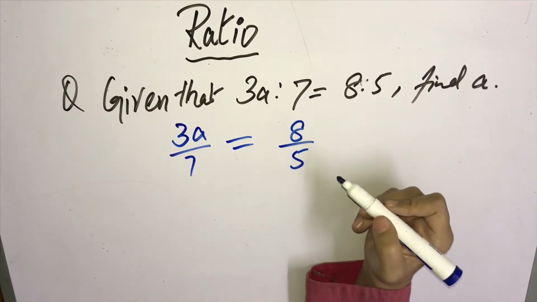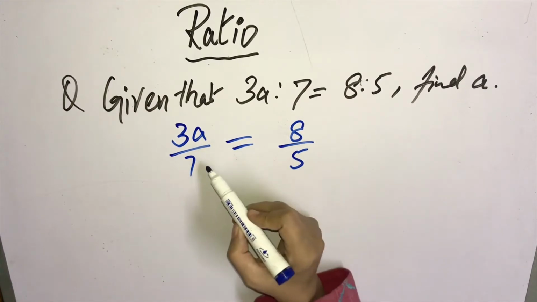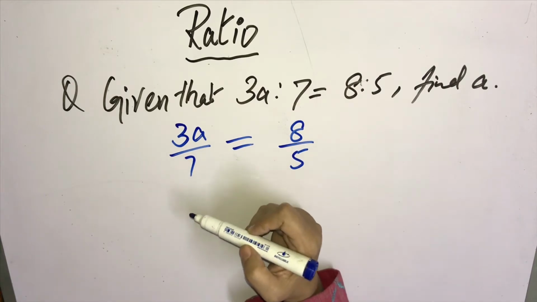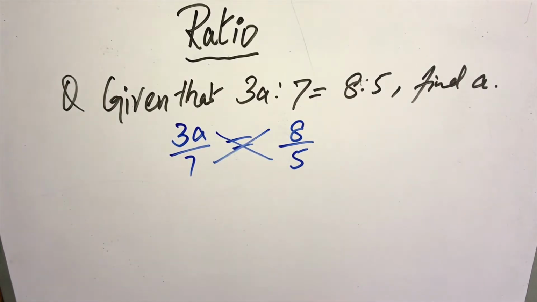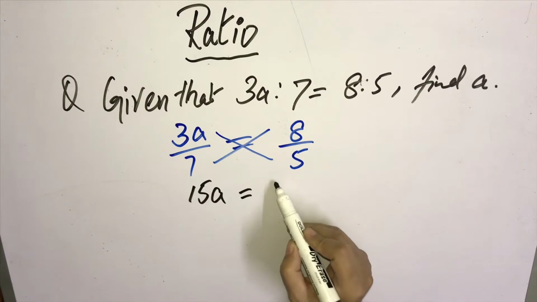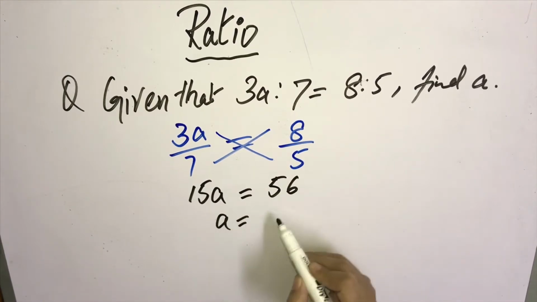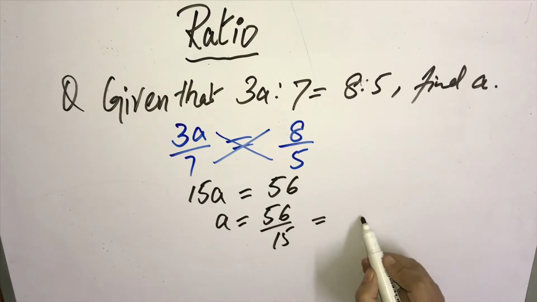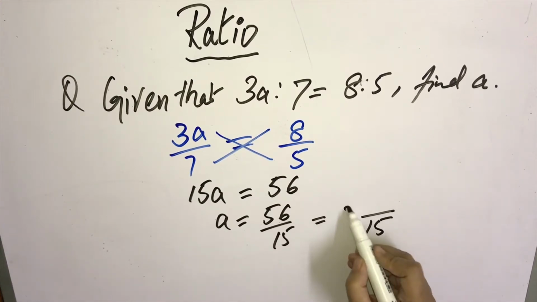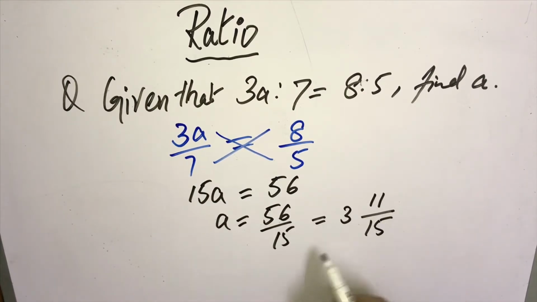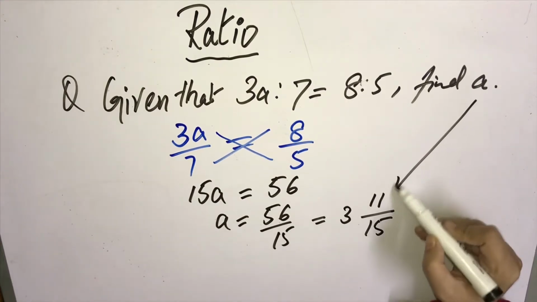These are equivalent fractions. I shall multiply this 7 with 8 and this 5 with 3a. You can say it's a cross multiplication. I shall multiply 3 with 5, that is 15a equals 7 8s are 56. My final answer will be 56 divided by 15. I shall take this 15 to the other side and it will be in the denominator there. 15 3s are 45, 46, 56. The answer of a is 3 whole 11 over 15.